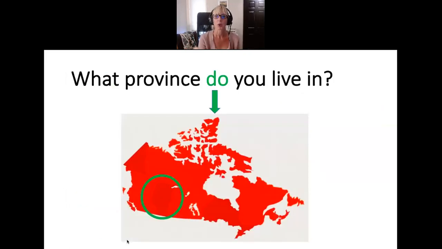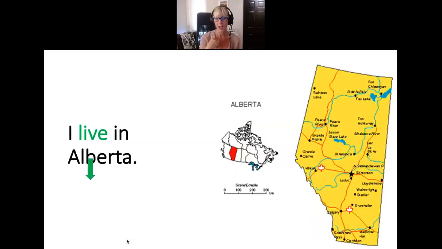What province do you live in? Province is a part of Canada. It's a smaller piece of Canada. Canada has 10 provinces and 3 territories. What province do you live in? It's do. It's present tense. It's now. What province do you live in today? I live in Alberta.